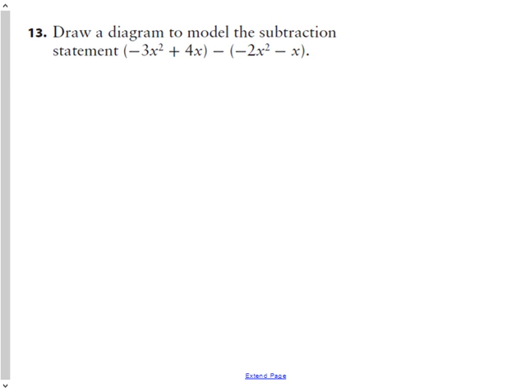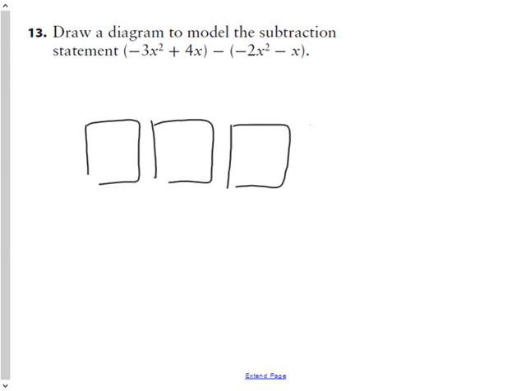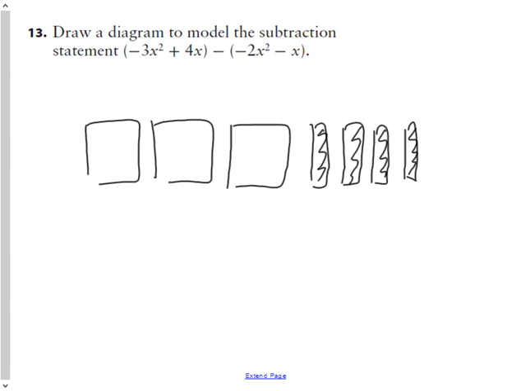Question 13, draw a diagram to model the subtraction. So I'm going to show you how to do this, and if you don't know how to do it at the end of it, that's fine, don't worry about it. It's not really that important that we can diagram it, but I'd like you to understand it if you can. So take a moment here and just follow along. Ms. Lawless will press pause if you need to.